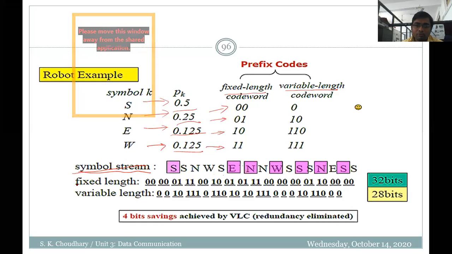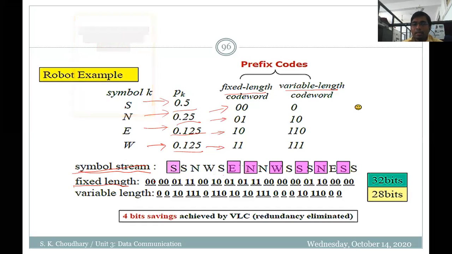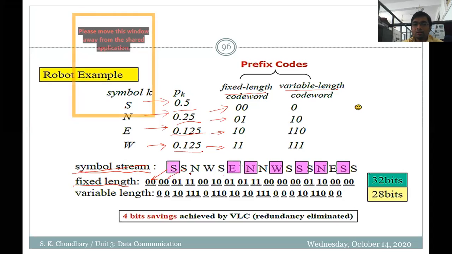If you use the fixed length code, the code word corresponding to the direction would be south 00, then again south 00, north 01, west 11, south 00, east 10. Like this, all the coding is completed here.